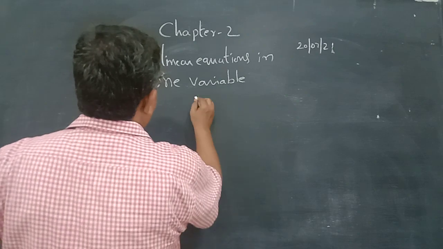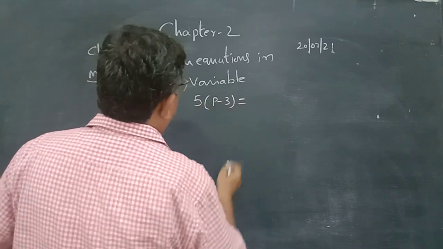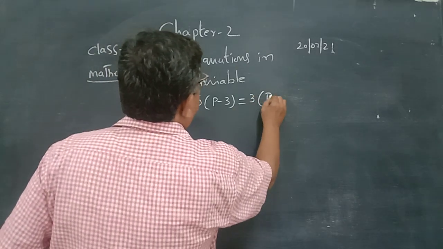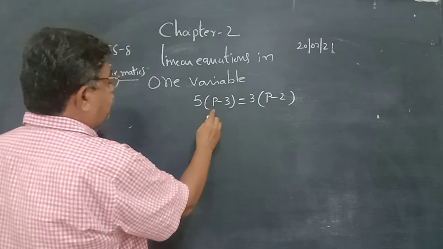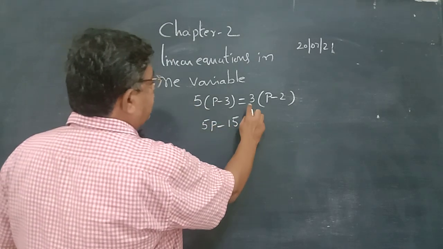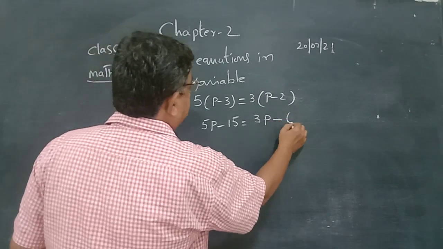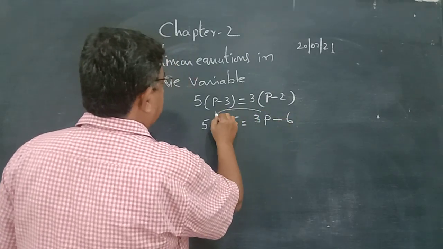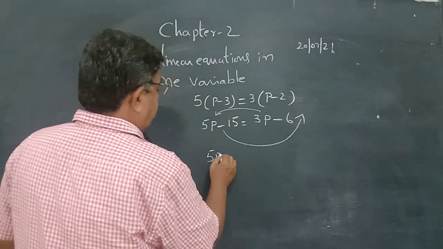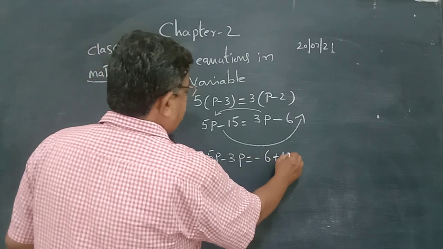5 into p minus 3 is equal to 3 into p minus 2. 5 into p, 5p. 5 into minus 3, minus 15. 3 into p, 3p. 3 into minus 2, minus 6. Bring 3p to the first side and take minus 15 to the other side. 5p minus 3p is equal to minus 6 plus 15.